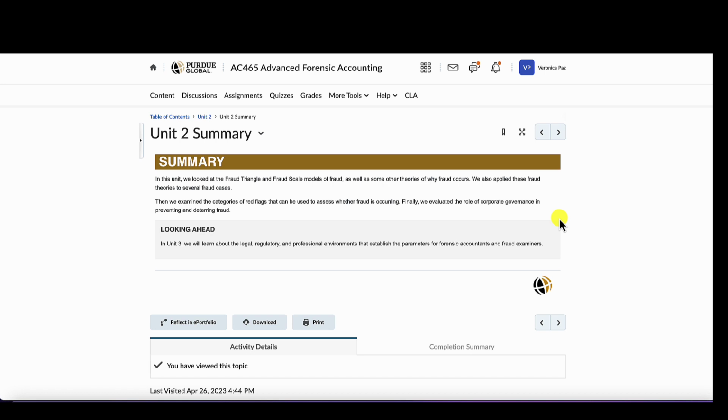In Unit 3, we will learn about the legal, regulatory, and professional environments that establish the parameters for forensic accountants and fraud examiners. And this concludes our Unit 2 overview.